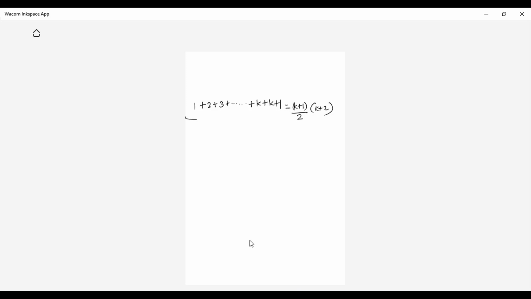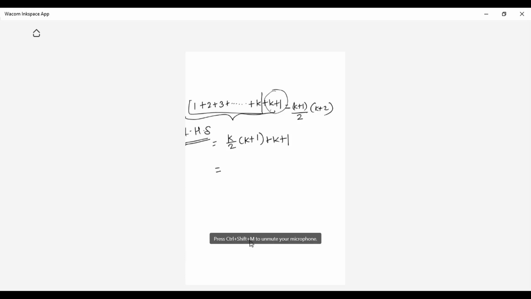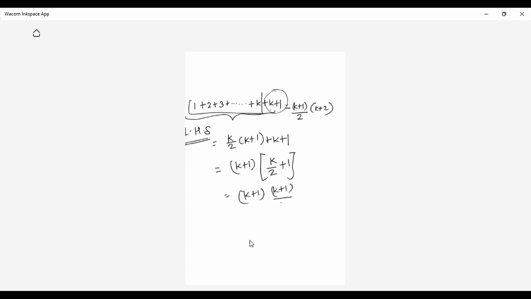Now I'm going to solve this. Up to this k, I have the equation k by 2 into k plus 1, and this plus k plus 1 I'll be solving, right? So I'm solving the LHS only. So equal to, what I'll do is take k plus 1 common, and I'll have k by 2 plus 1, right? So k plus 1, and this would be k plus 1 divided by 2, right?